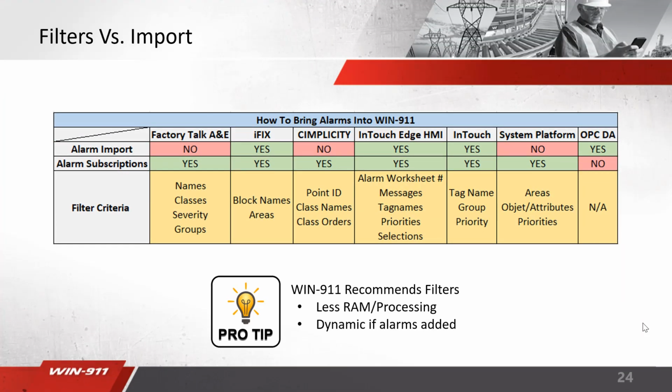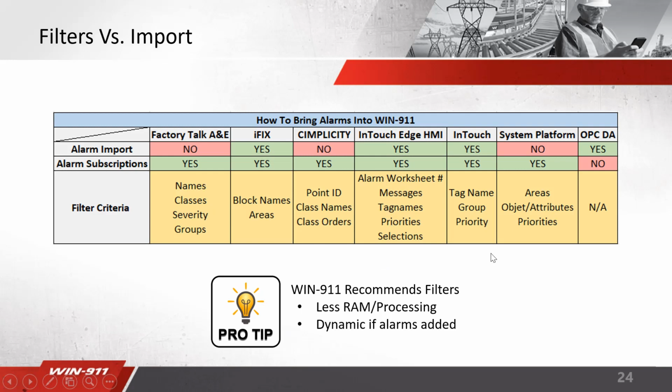All right, the last piece, notification sequence, is bringing your alarms into WIN-911. So on the standard interactive advanced product, we have filters and imports depending on which SCADA you have. All SCADAs do support the alarm subscriptions or filters, except for the OPC, which allows only for alarm imports. So depending on your SCADA, there's different properties we're looking at as part of the alarm, and we can build filters for these alarms. So say, for example, Factory Talk, you'll filter on names, class, severities, or groups. And other SCADAs are different on the properties you can filter on.